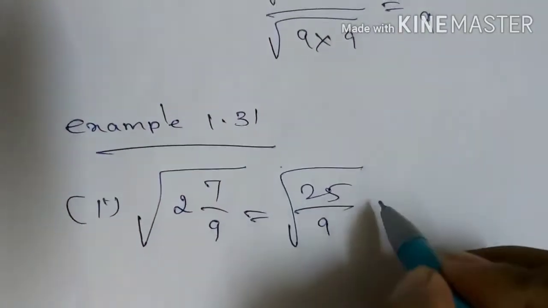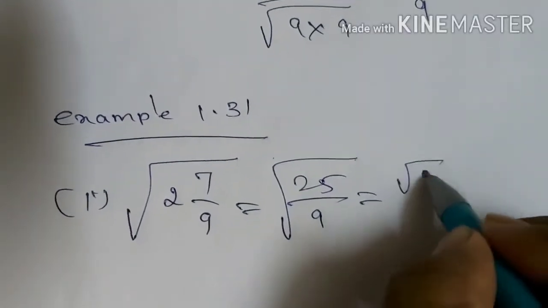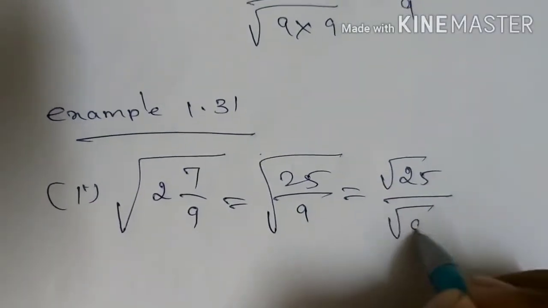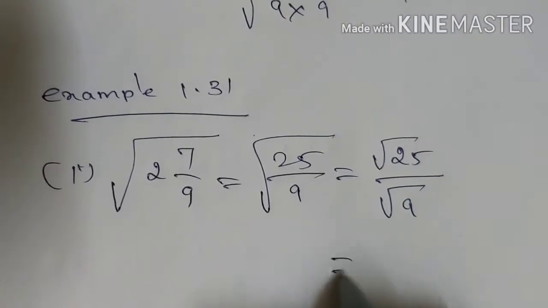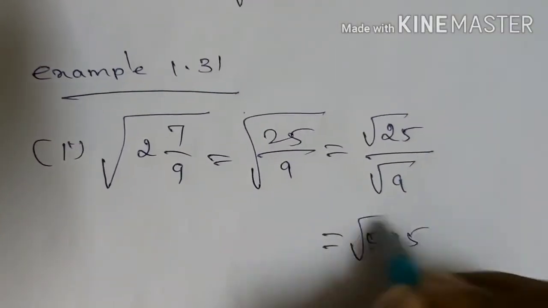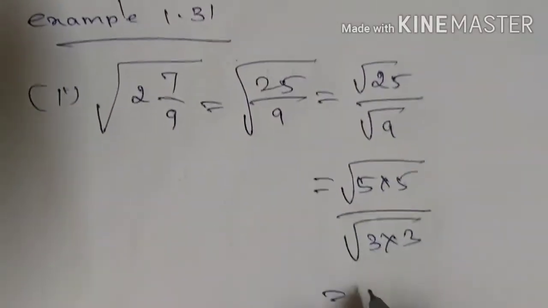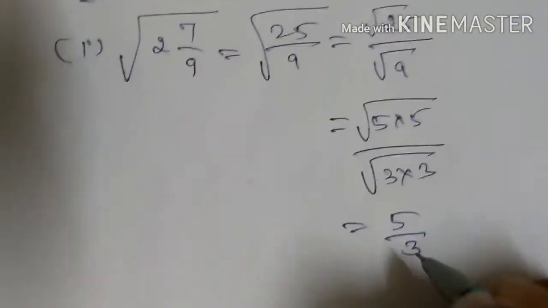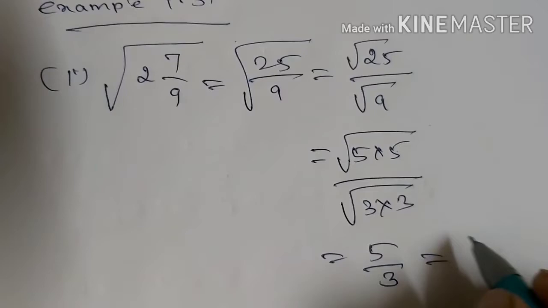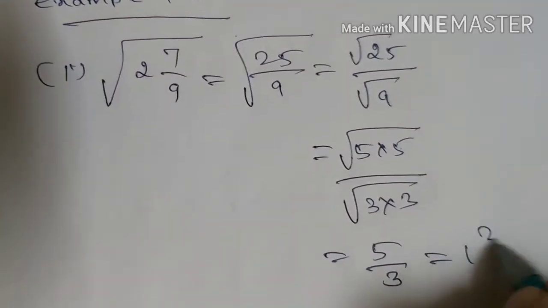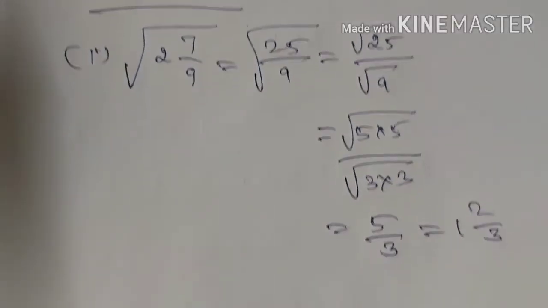Root of 25/9 equals square root of 25 over square root of 9. How many times? 5 fives are 25, and 3 threes are 9. Take one number each: 5/3. So the answer is 5/3. Then change the improper fraction to a mixed fraction: 1 2/3, because 3 ones are 3, 3 plus 2 is 5/3.